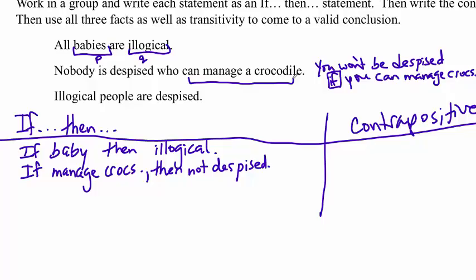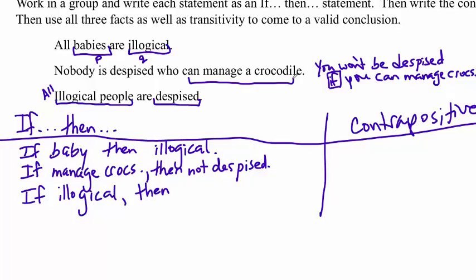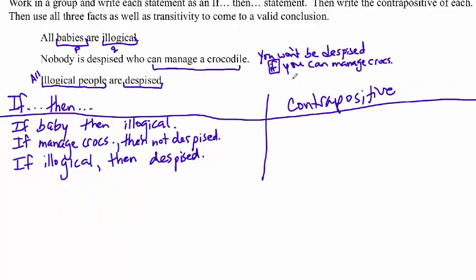And then illogical people are despised. Well, this is the same as saying all illogical people are despised. So that's again an all statement. Being illogical causes you to be despised. So if illogical, then despised. All right, so that's the first phase, but we also need to include the contrapositive version because we might need it to make our chain reaction, as we saw in the previous example.